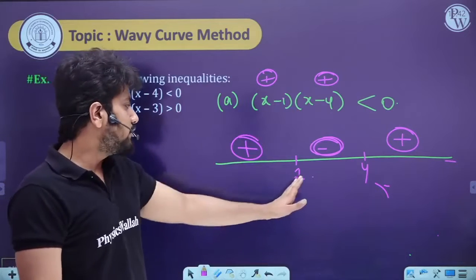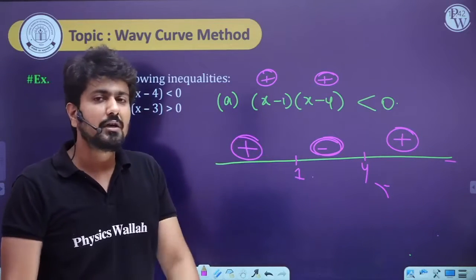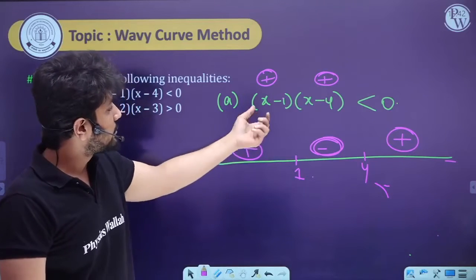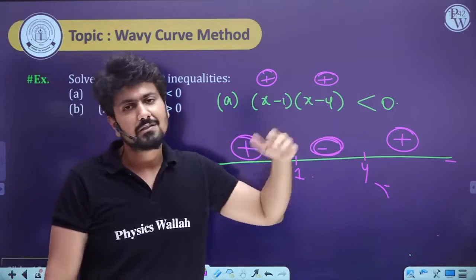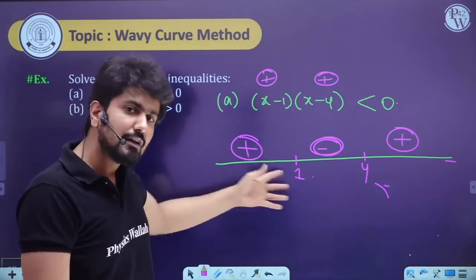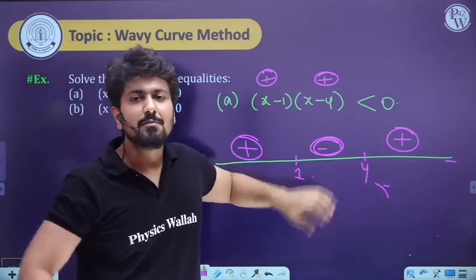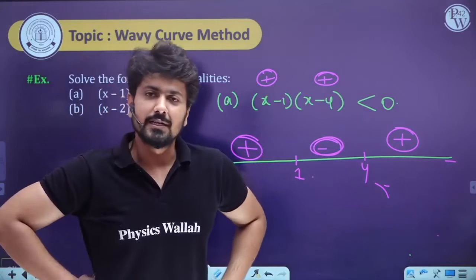You can put any value of x less than 1. You can put x as 0. What sign are you able to observe? If you put x equal to 0, this is minus 1, this is minus 4, their product is positive. If you put x as minus 1, any value less than 1, their product will be positive. Okay.